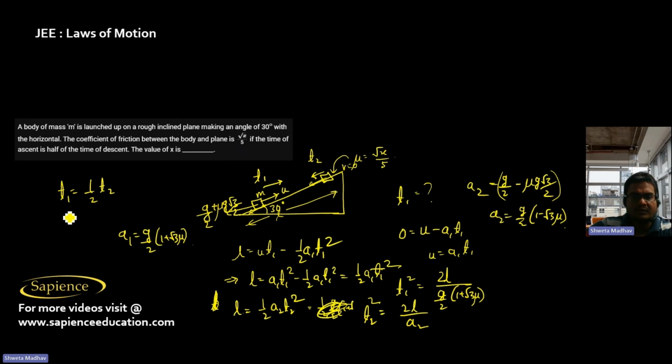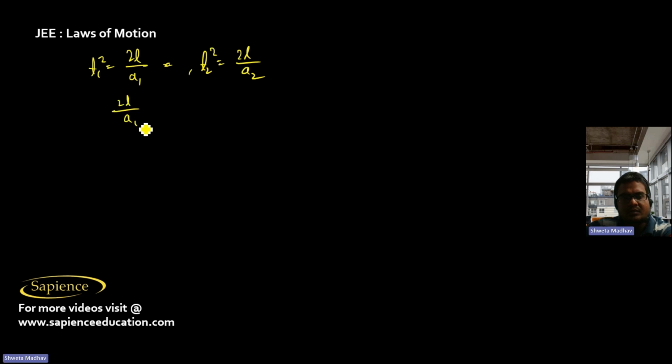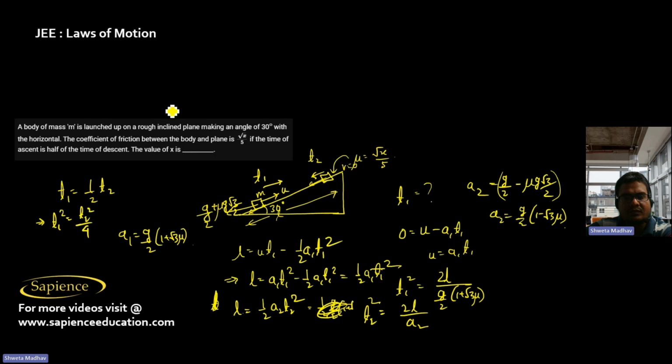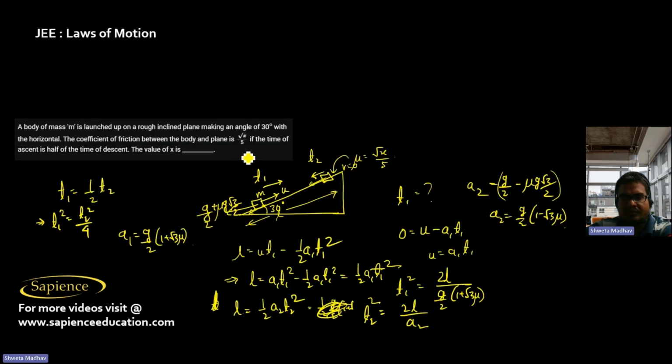Since T1 is half of T2, I can say T1 square equals T2 square by 4. T1 square is 2L by A1, and T2 square is 2L by A2. So 2L by 4A2, and 2L gets cancelled. Then I can say A1 equals 4A2.